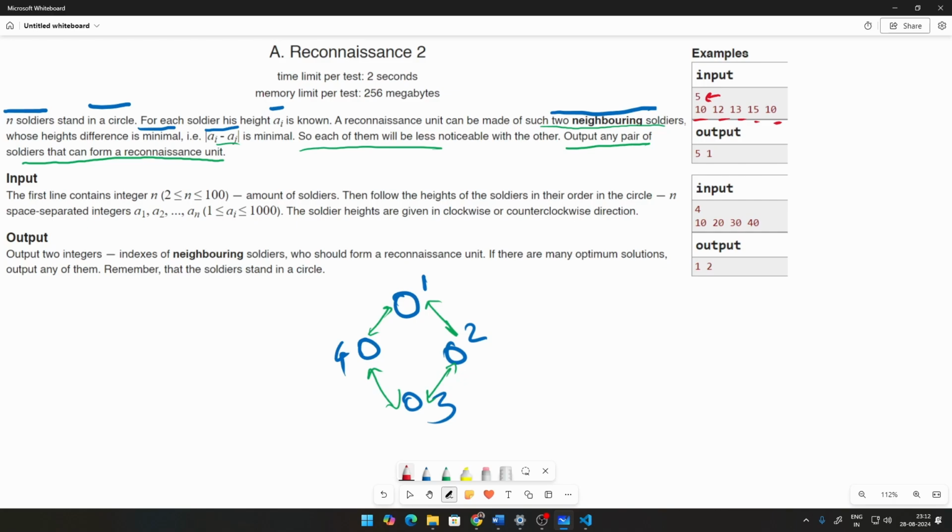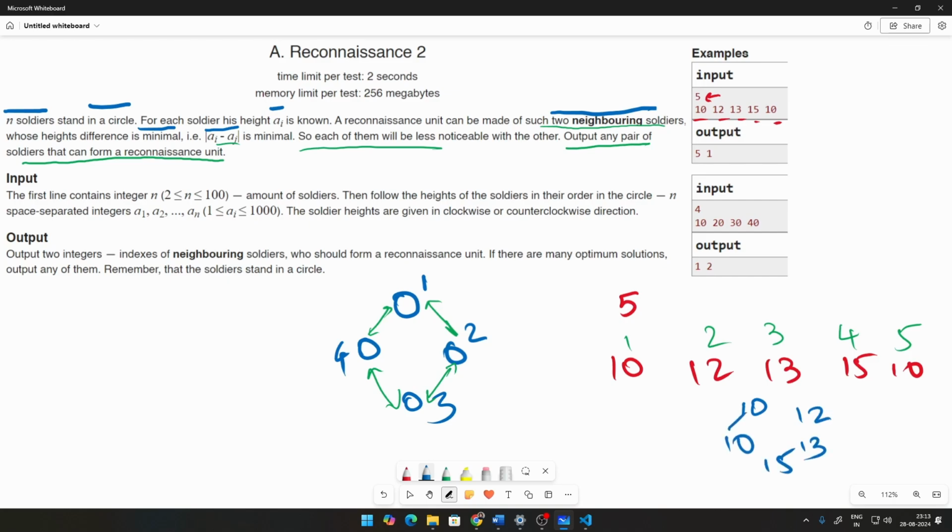In the first case, there are 5 soldiers with heights 10, 12, 13, 15 and 10. This is the first soldier, second soldier, third soldier, fourth soldier and fifth soldier. If they're standing in a circle, this is what that will look like. So it will be 10, 12, 13, 15, 10. It will go something like this.